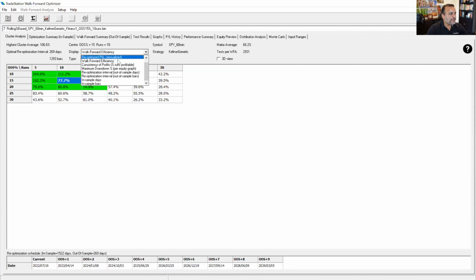We have the walk forward efficiency. We have consistency of profits. That just gives you the percentage of runs that are profitable. So these are the runs here. We have 10 runs, and of the 10 runs, 70% were profitable. You can see here the ones that passed with distinction are the ones that all passed.